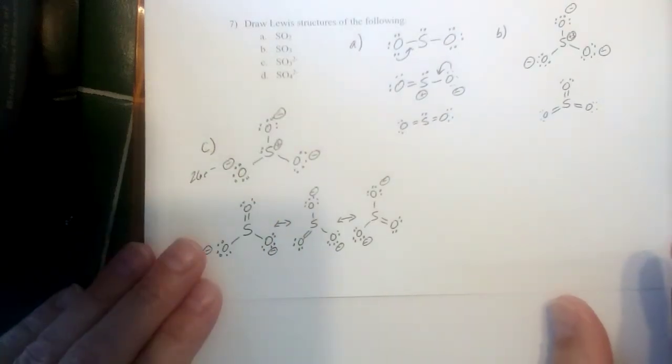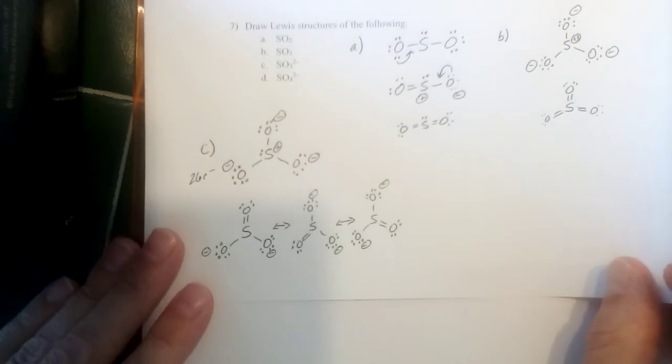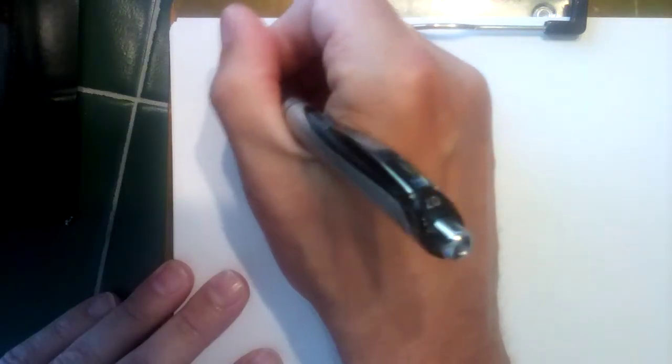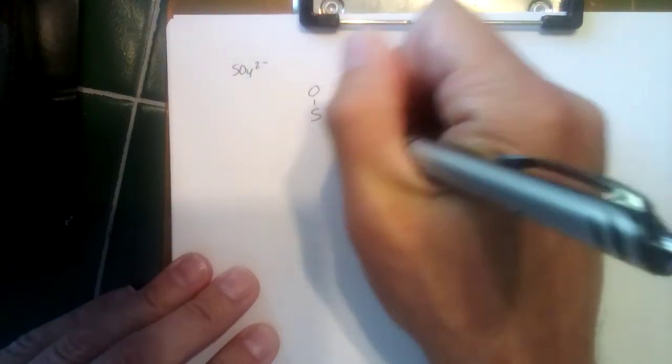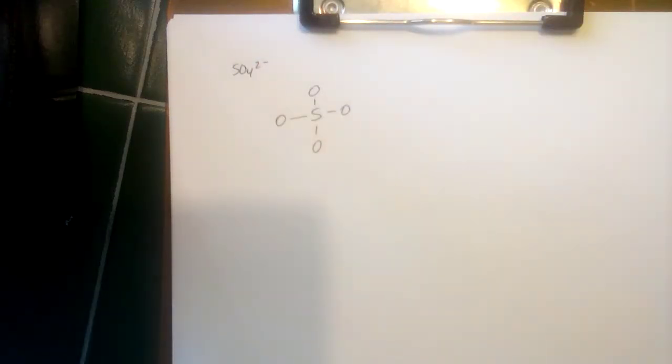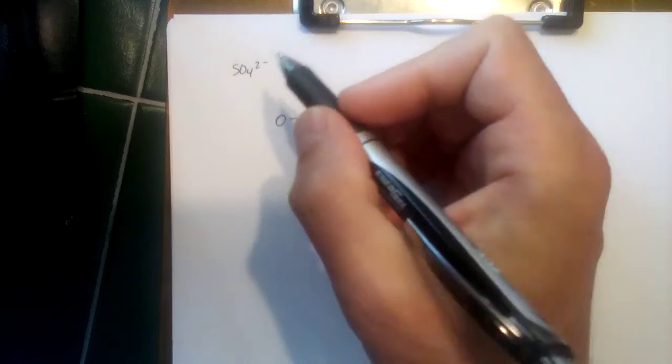Okay, part D here, the last one is sulfate, SO4 2-. I did not really leave myself enough space, so I'm just going to go to a blank page here for sulfate. We're going to start in a similar fashion as we did the other ones because sulfur is less electronegative than oxygen. It's a better share. It should go in the middle, but now we have 4 oxygens to array around it.